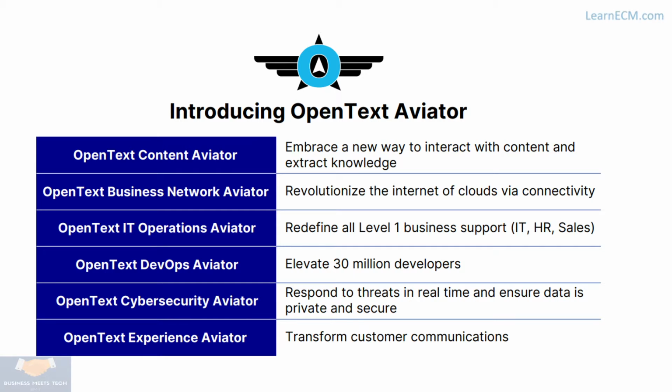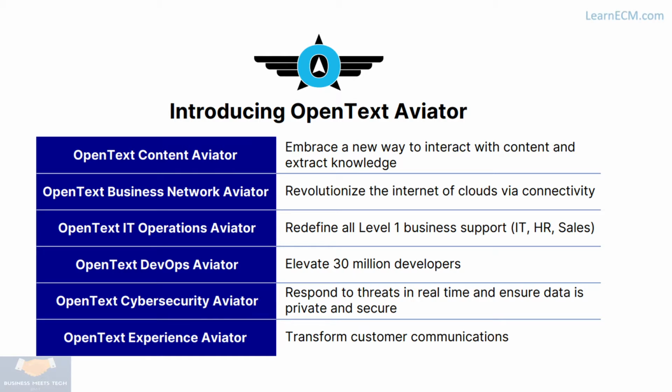Now let's see what is this OpenText Aviator line of business or products, right? So OpenText Aviator comes in different flavors. So now as you can see, there are different types of Aviator that are available, specifically designed for solving specific problems. So we have OpenText Content Aviator that we will understand in detail today. So it basically is a new way to interact with the content and extract knowledge. Then we also have OpenText Business Network Aviator that works in the Internet of Clouds, and it revolutionizes the connectivity between this.